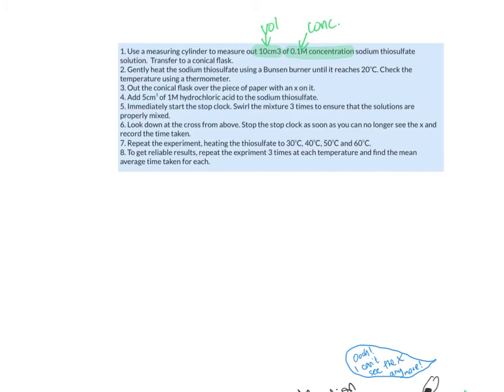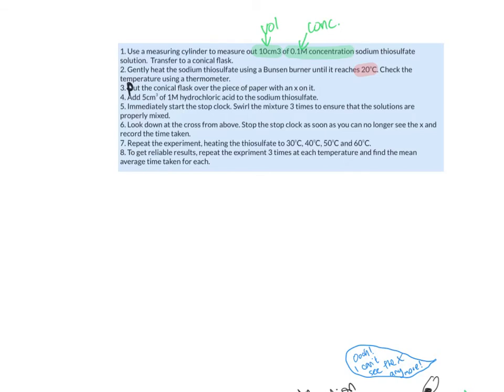Next, it tells us to gently heat the sodium thiosulfate using a Bunsen burner until it reaches 20 degrees C. That is our independent variable, what we're going to be changing. Check the temperature with the thermometer.